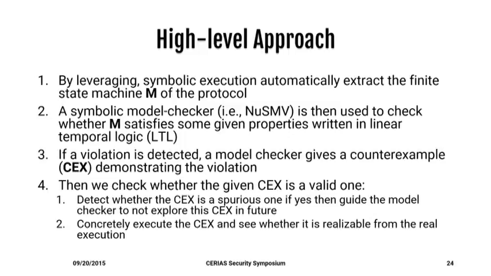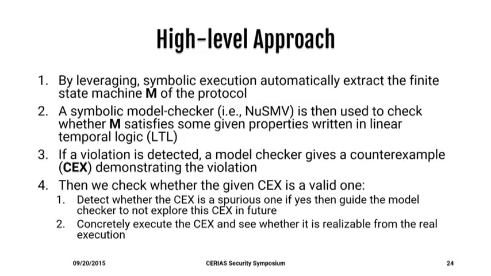And then we use a symbolic model checker to check whether M satisfies the properties written in linear temporal logic. I talked about formal language, right? LTL is one example of a formal language. It's a logic of time. It tells you the relative ordering of two events in the timeline, whether one happened before the other or two happened simultaneously. But it doesn't talk about explicit time. The model checker generates a counterexample if a violation is detected.